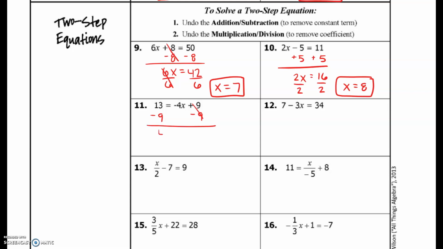13 minus 9 is 4, and I will bring down my negative 4x. At this point, I will divide both sides by negative 4, and the result would be that x equals negative 1.